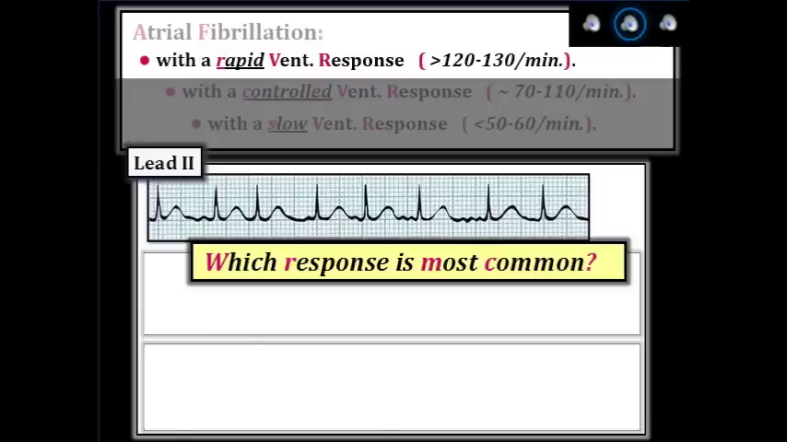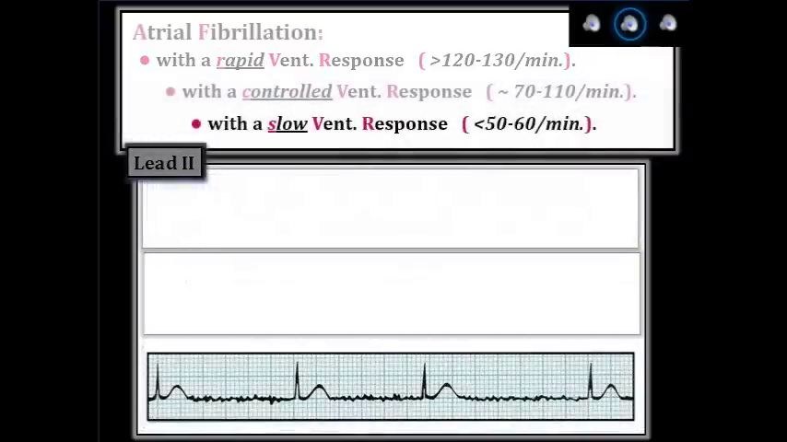In contrast, new onset AFib with a slow ventricular response, as seen here, often entails cardiac pacing if a potentially reversible cause of the bradycardia is not found.